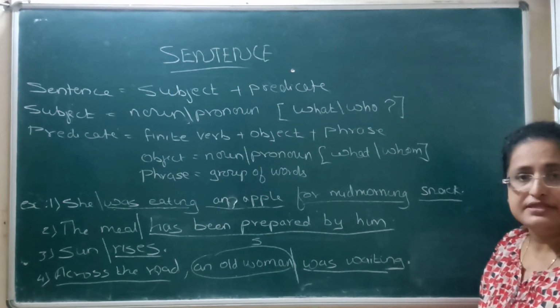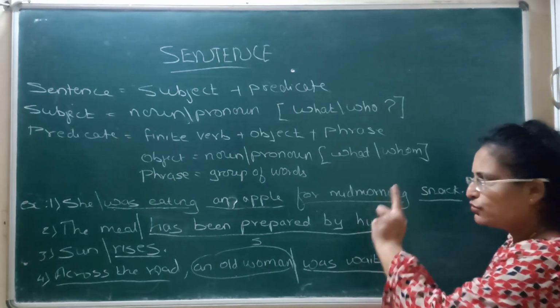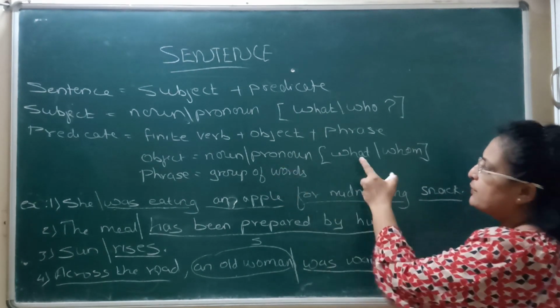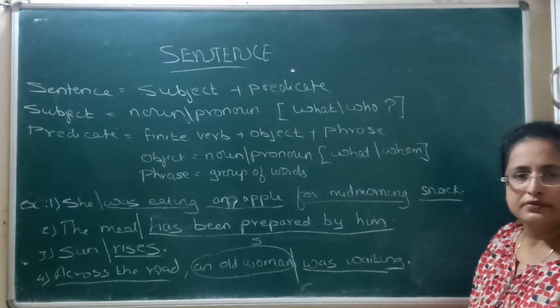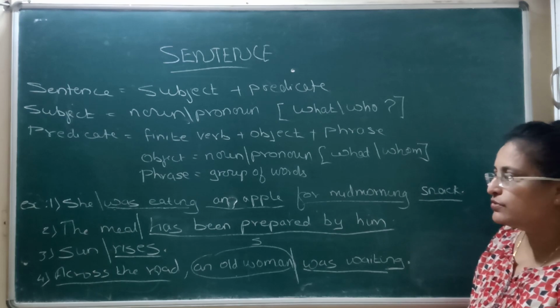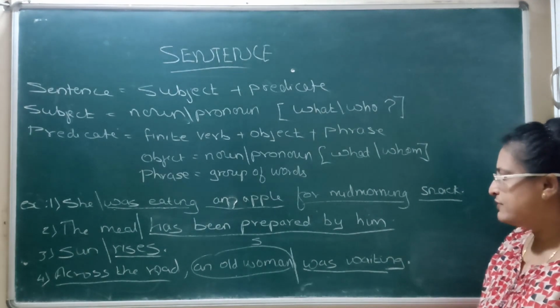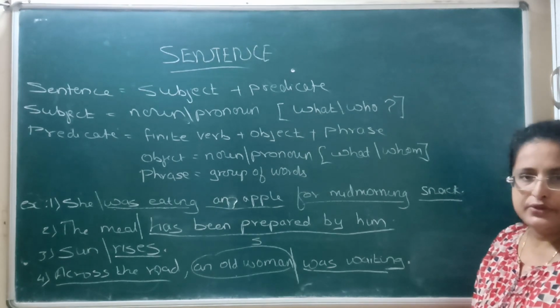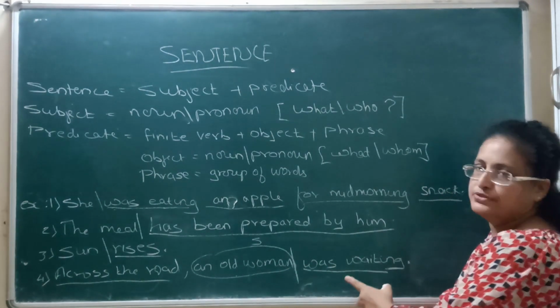Again children, they have this doubt, कि जो last में आता वो object होना चाहिए. पूछो, question पूछो. मैंने बोला object के लिए question क्या पूछना, what या whom. An old woman was waiting what. Does it give you the answer across the road? No. Ask the question, an old woman was waiting by whom? Again it is a ridiculous question. So in this sentence there is no object here.